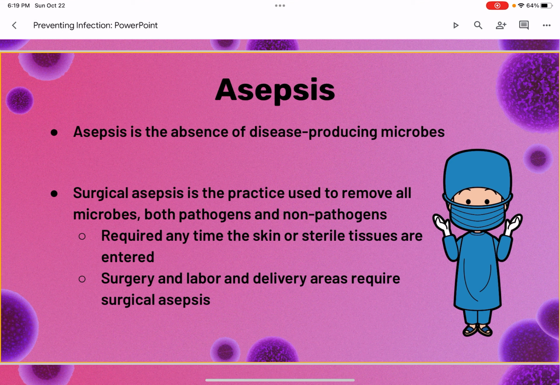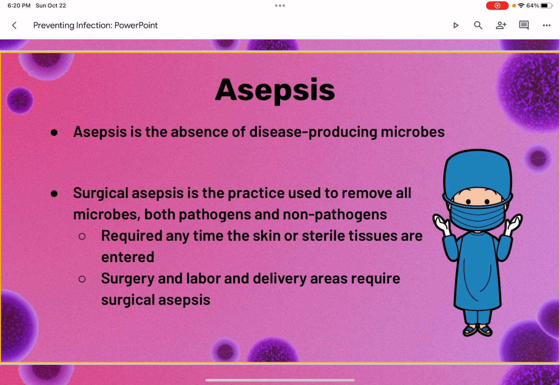Sterilization is the process of destroying all microbes. The word sterile means the absence of all microbes. A sterile field is a work area free of all pathogens and non-pathogens. Sterile procedures are typically nursing responsibilities, but some states allow them to be delegated. Sterile gloves are single use. Once they are on, you can only touch things in the sterile field.